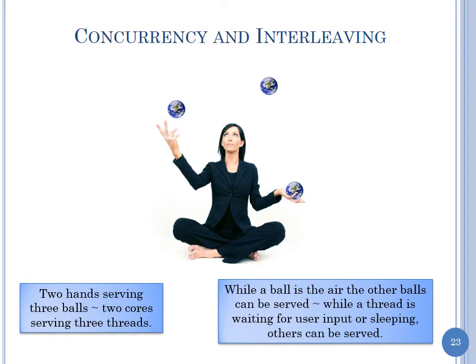And while a ball is in the air, the other balls can be served, okay? So while a thread is waiting for user input, some other thread can be served, or it can be just put in the ready queue. Okay, so that's the analogy. How that's exactly implemented, we leave that to an OS class that addresses that. Not all OS classes even teach you how to do thread switching. Okay.